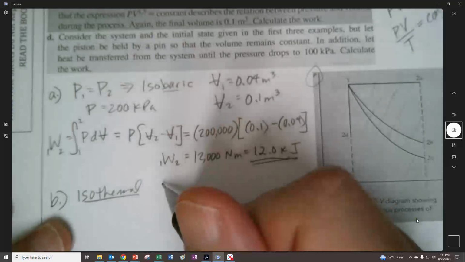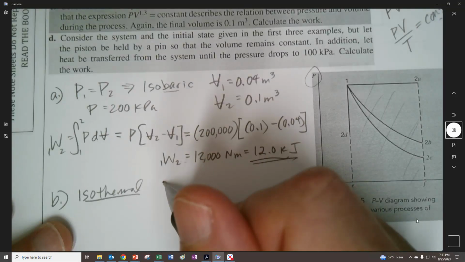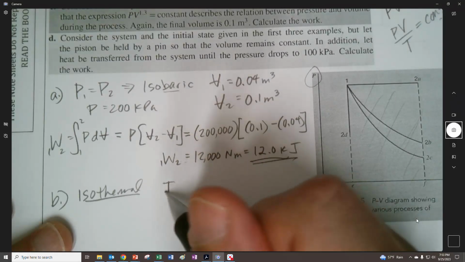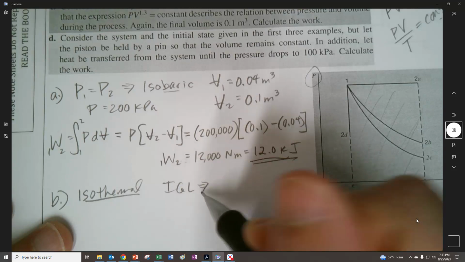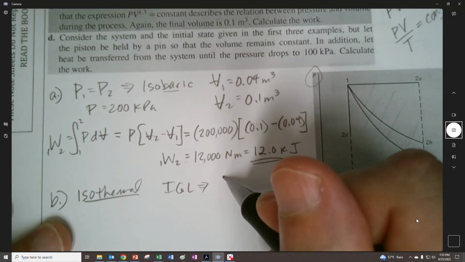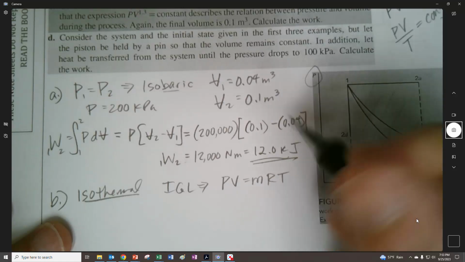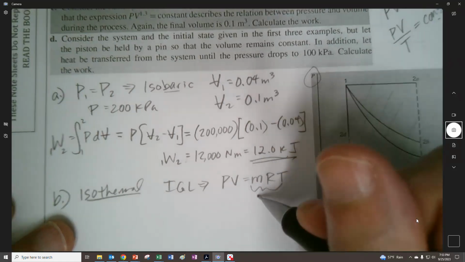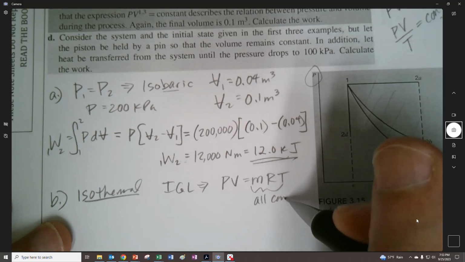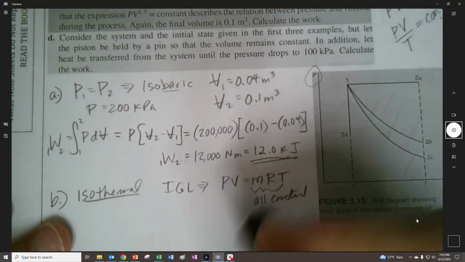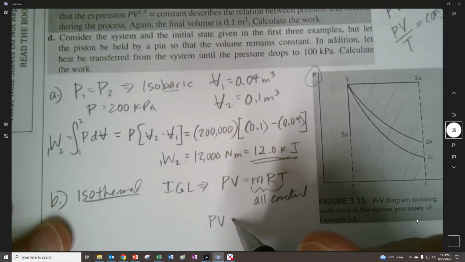And we recognized up above that for isothermal, from the ideal gas law, PV equals mRT, if they're all constant, then we're going to have PV equals a constant.